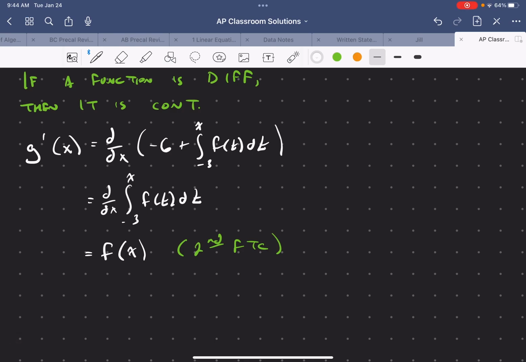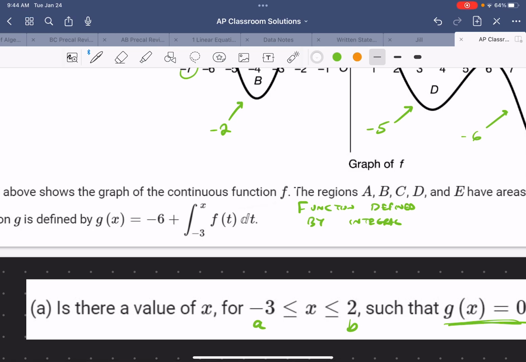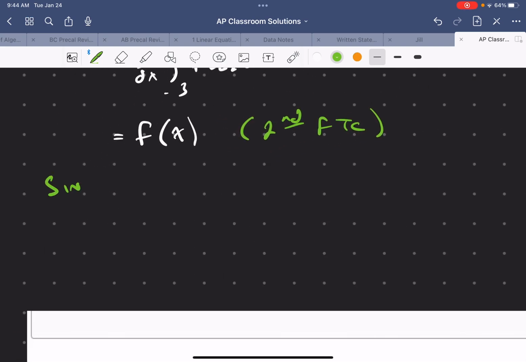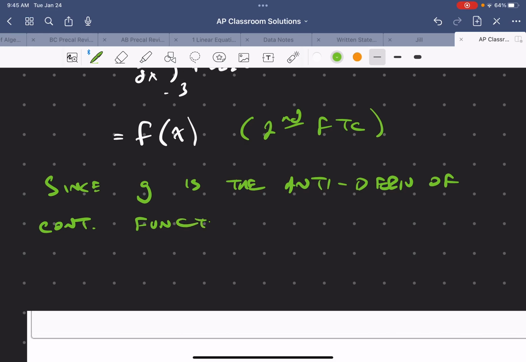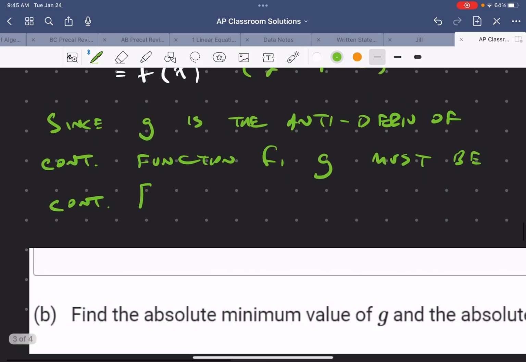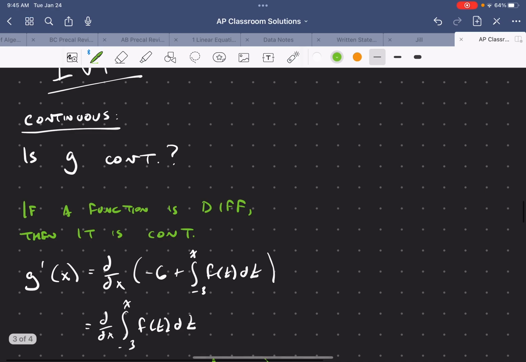Well, in order for something to be differentiable, that means that the derivative is continuous. And if we go back up here and look, it tells us that f is a continuous function. So we can just write a sentence here to bring it all together. Since g is the antiderivative of continuous function f, g must be continuous. And we really only care about the interval from a to b, negative 3 to 2. So it must be continuous on negative 3 to 2. So that's me directly addressing the continuity question. So this is actually continuous.